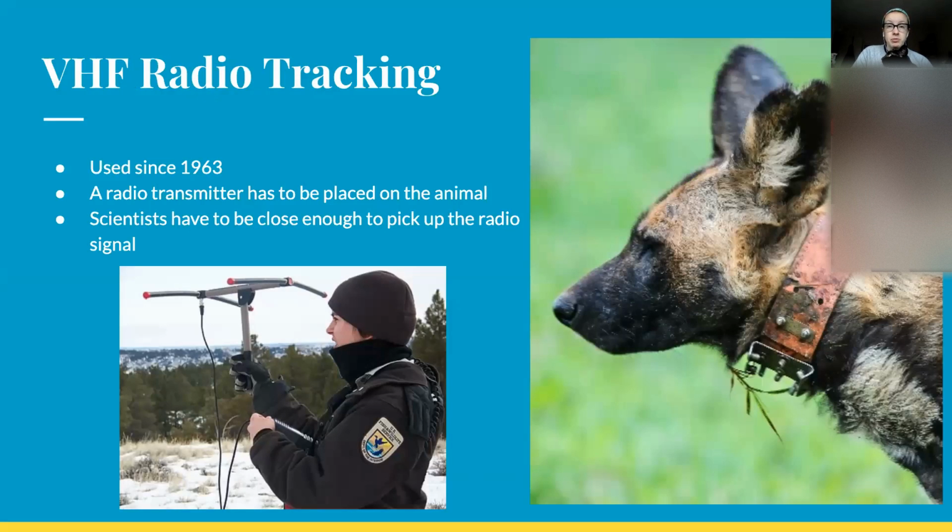So another type of tracking is called VHF radio tracking. And VHF has been around for a long time, since the 1960s. It's kind of like having a radio station on a collar. The radio station isn't sending out music or words like we would normally hear on the radio in our car, but it's sending out beeps.